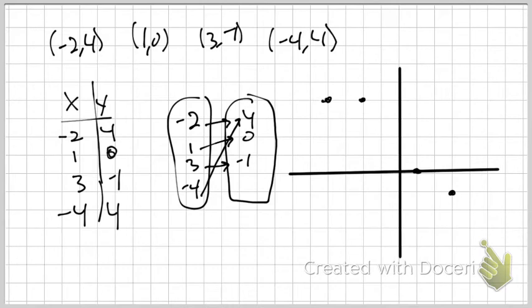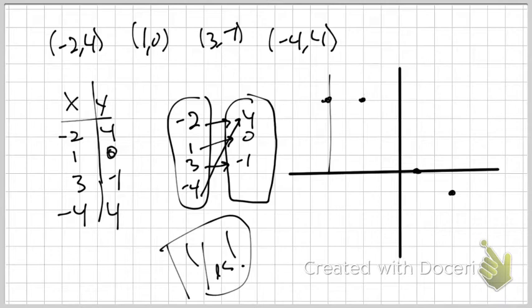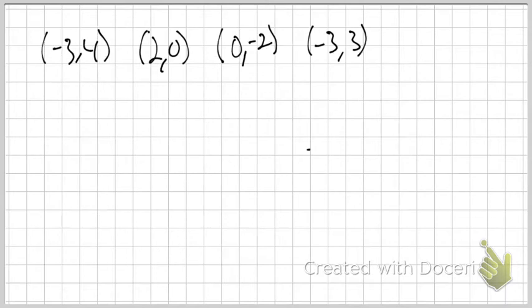And in case you were wondering, yes, it is a function. It is the vertical line test. Each domain just has to have one range, but they can share a range, so it's cool. That's a function. For number 2, let's start with the XY table first.